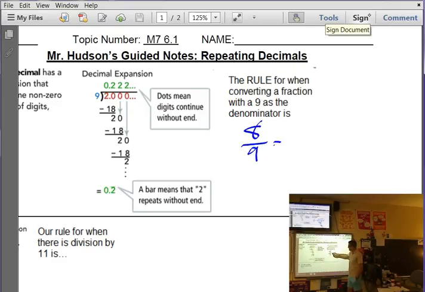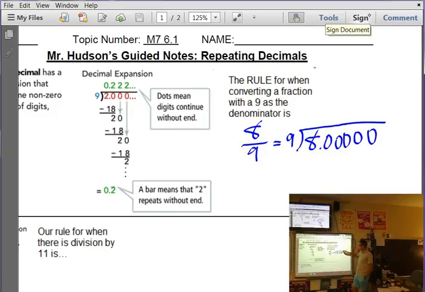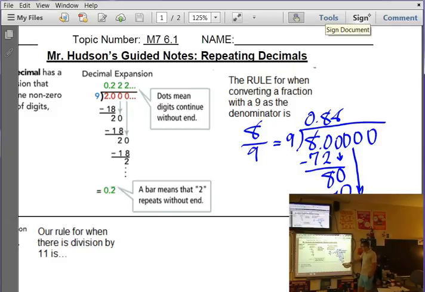What about 8 9ths? And if you're running out of space, you don't necessarily have to write this, or you could grab a Post-it. Does 9 go into 8? No. Does 9 go into 80? Yes. 8 times gives me 72. I get a remainder of 8. I drop down my 0. Again, I could fit in 8 more times. 72, drop down a 0. And I have the same thing happening over and over again. Sorry, that 8 kind of looks goofy.